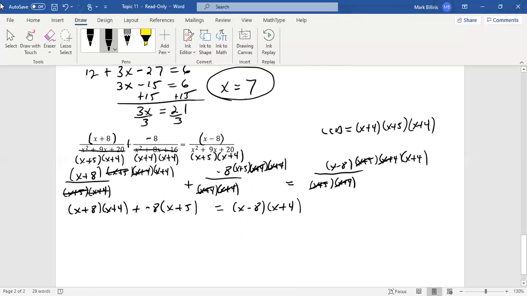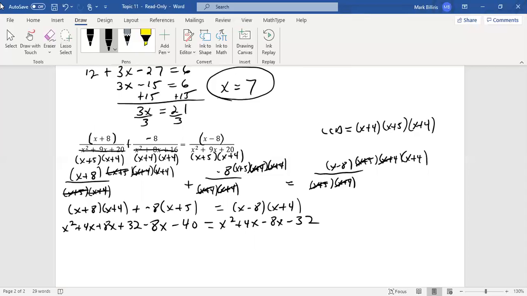Now we have to use the distributive property, or the FOIL method. So when we multiply x plus 8 times x plus 4, we get x squared plus 4x plus 8x plus 32. Now we're going to distribute the negative 8 times x plus 5. So that becomes negative 8x minus 40. And on the right-hand side, we're going to use the distributive property or the FOIL method. That's going to give us x squared plus 4x minus 8x minus 32.